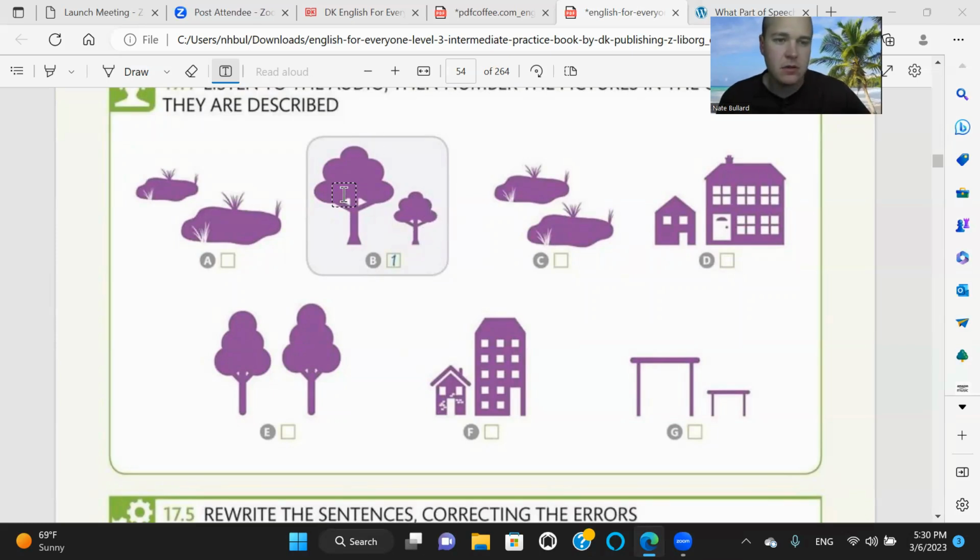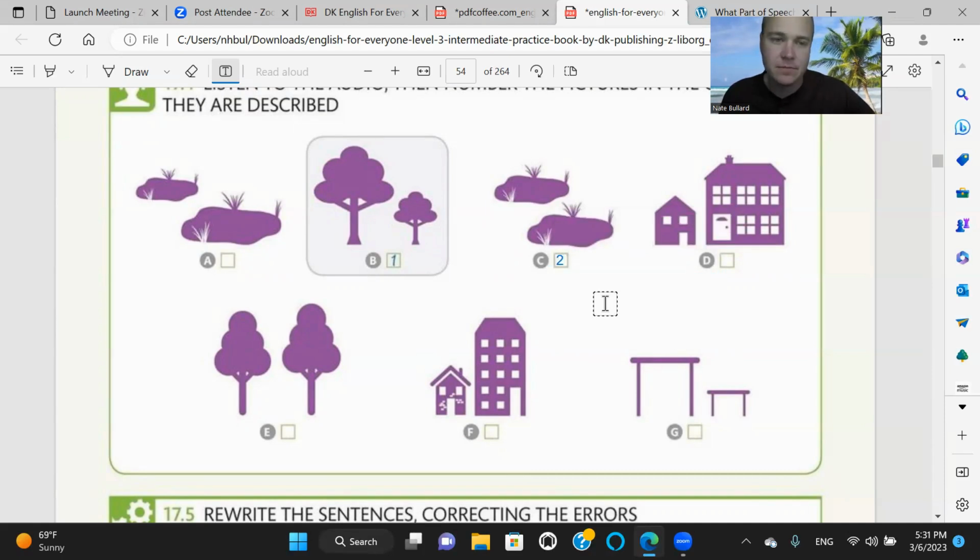Number two. One of the lakes is slightly wider than the other. This one would be much wider. This one is just slightly wider. It's a little bit wider, but not that much wider. So this one is going to be the correct one. One of the lakes is slightly wider than the other one.